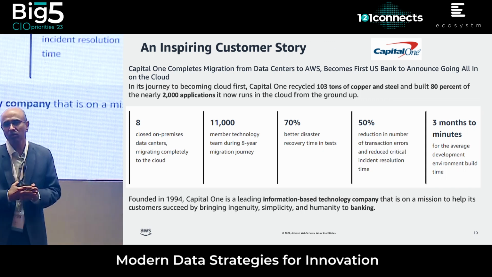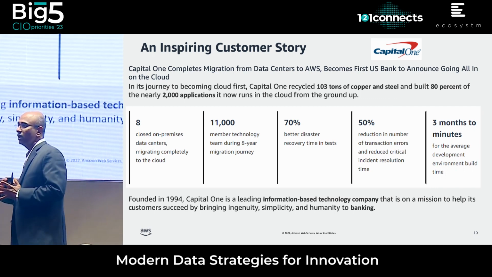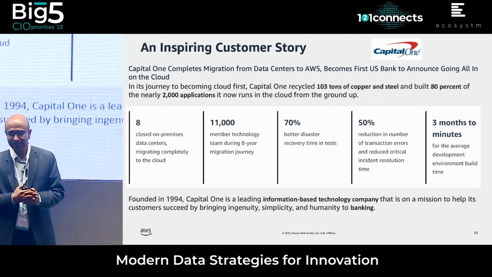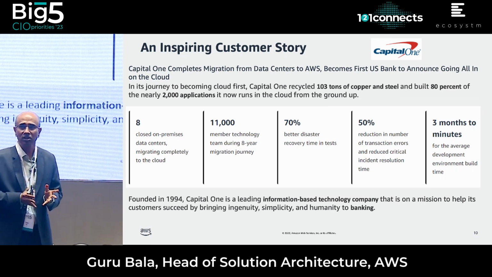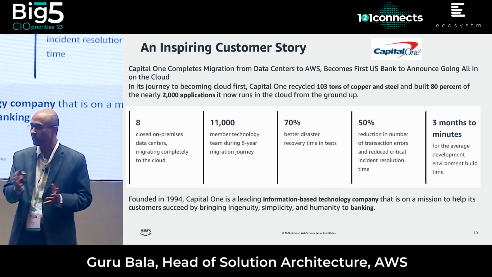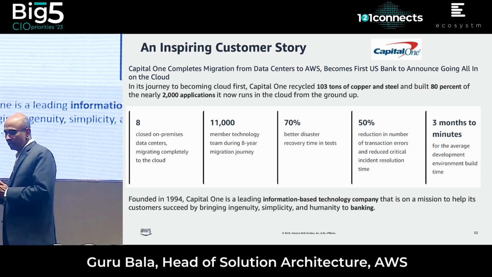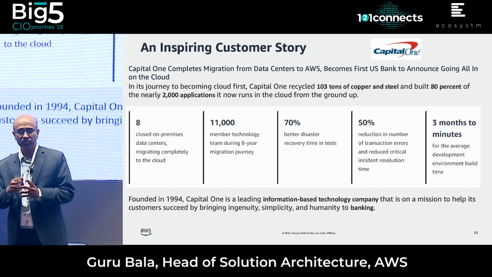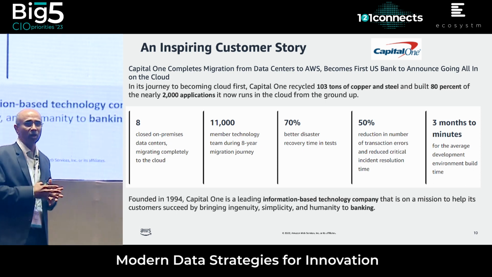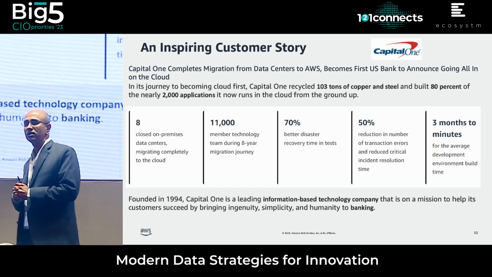They have been working with us for many years now, and they have now moved into the cloud completely. They don't have any on-premise data centers. In their process of moving to the cloud, they recycled 103 tons of copper and steel. They closed down 8 data centers. They had an 11,000 member technology team helping them in this migration along with AWS. They had a 50% reduction in the number of transactional errors, and they were able to reduce the average development time from 3 months to 3 minutes while moving to the cloud. This is really inspiring, where it was top-down driven, with an organizational mandate to move to the cloud and shut down all their data centers.